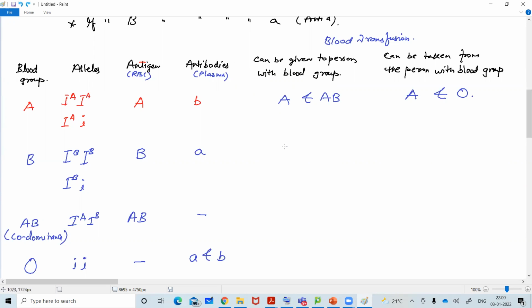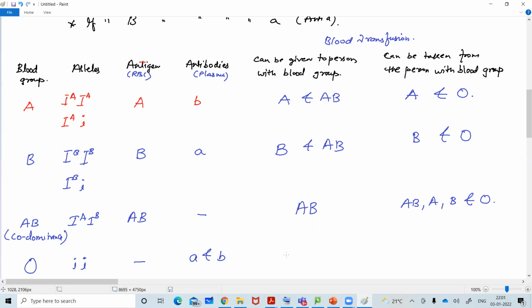So here you can write for B, B can give blood to B blood group and AB. And who can give blood to B? B can give and O can give. What about AB? AB can give only to AB, but can take blood from AB, A, B and O.